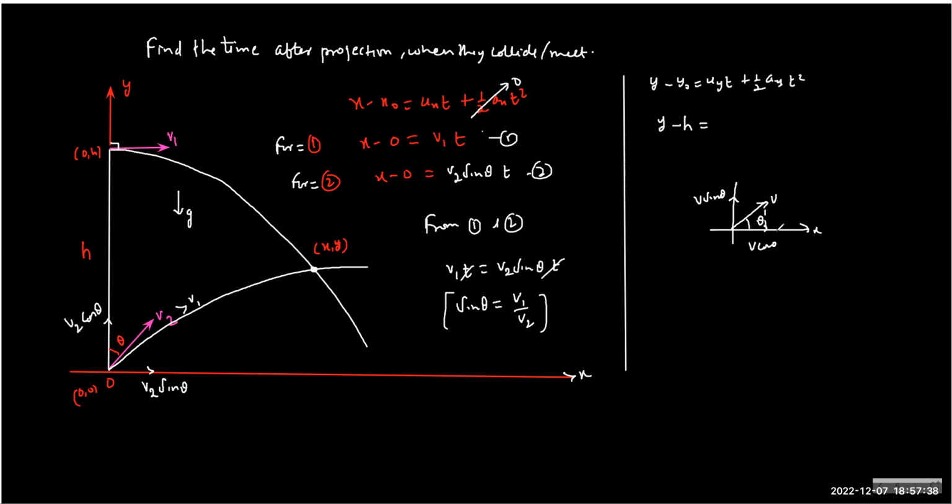What is the angle between v1 and the y axis? 90. So component means take the cos of the angle between the vector and the direction. That's it. Okay. So v1 cos 90. What is v1 cos 90? Cos 90 is how much? 0. So v1 cos 90 will be 0. That's it. So 0 plus, what is ay, the acceleration in the y direction? Minus g. That's it.